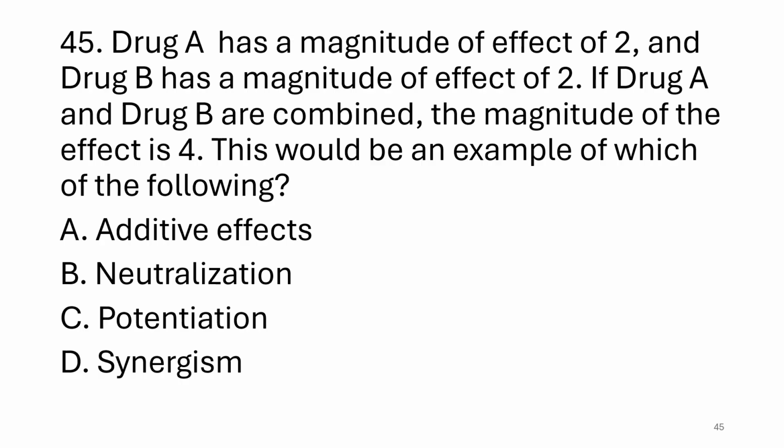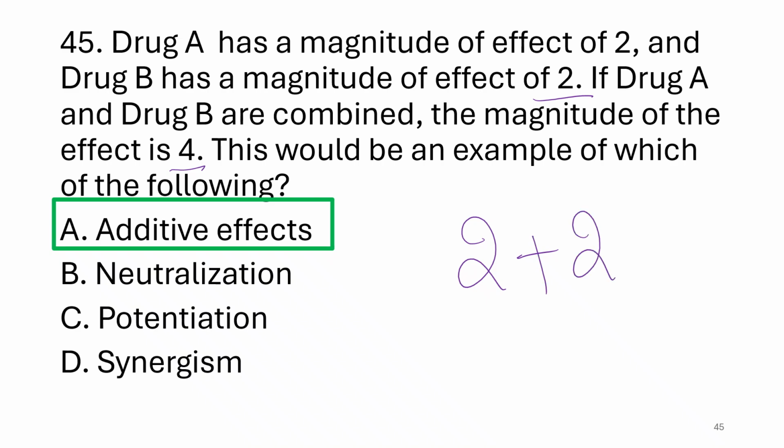Question number 45. Drug A has a magnitude of effect of 2, drug B has a magnitude of effect of 2. If drugs A and B are combined, the magnitude is 4. This would be an example of which of the following? The correct answer is additive effect. That means 2 plus 2 is 4, that is addition.